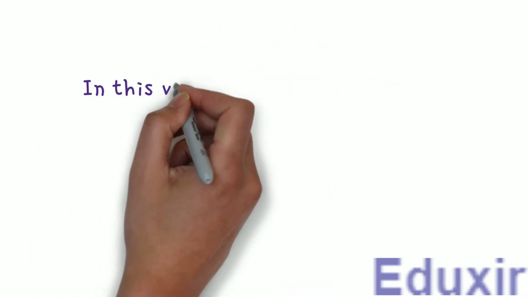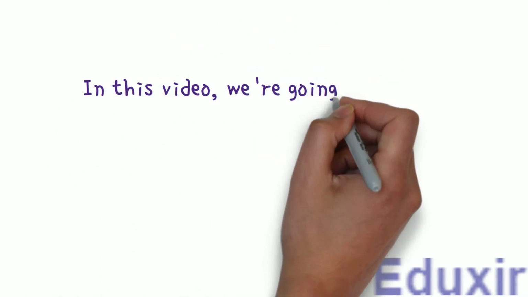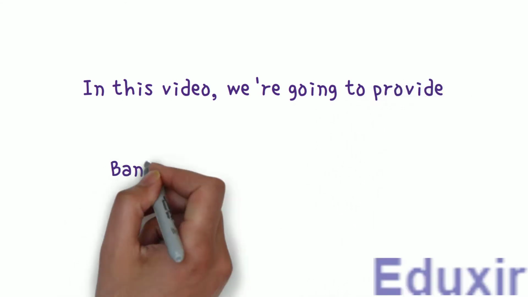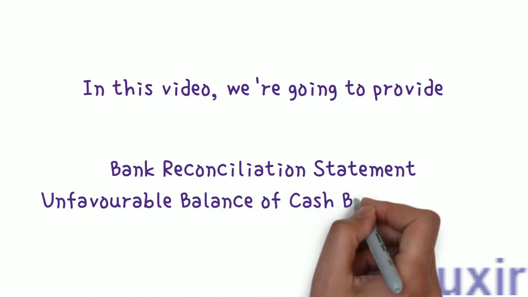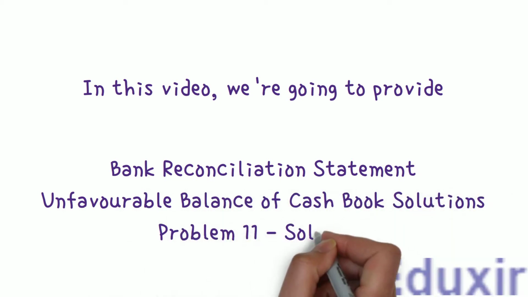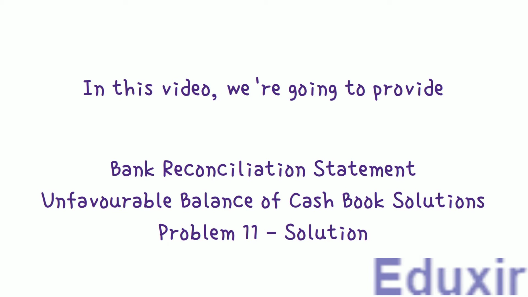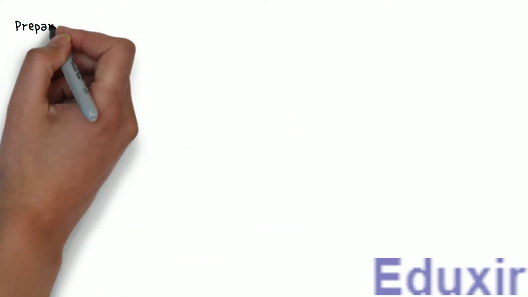In this video, we are going to provide bank reconciliation statement, unfavorable balance of cash book solutions, problem 11 solution. The problem statement is as follows. Prepare bank reconciliation statement.